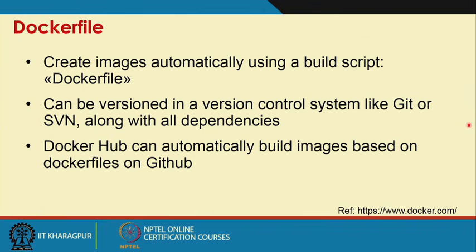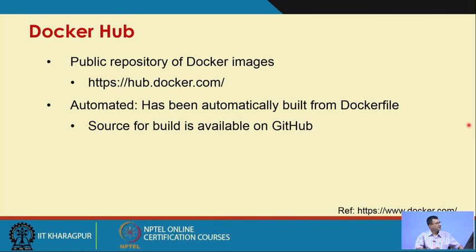There are a few more things. One is the Dockerfile, which creates an image automatically using a build script called Dockerfile, and can be versioned in a version control system like Git or SVN along with other dependencies. Docker Hub can automatically build images based on Dockerfiles on GitHub. And Docker Hub, hub.docker.com, is the public repository of Docker images, a good resourceful area for these images, which are automatically built from the Dockerfile. The source for the build is available on GitHub.